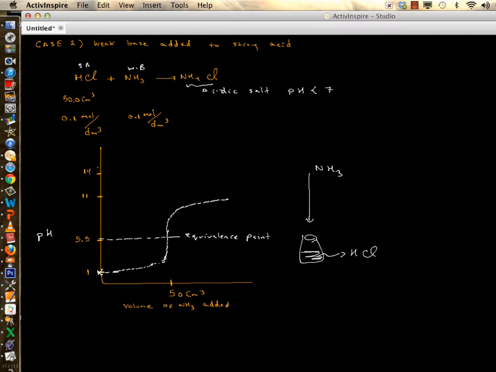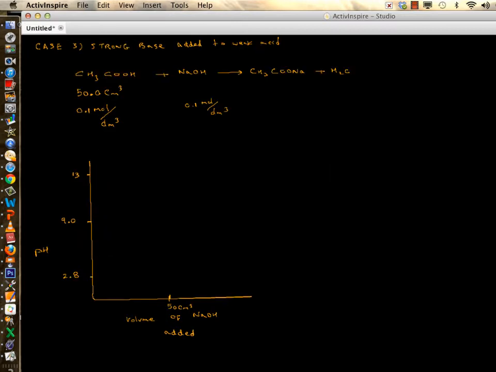Now let's look at another case before we talk about that. Case number 3 is also very important, when you have a strong base added to a weak acid. So in this case, I have ethanoic acid. So your weak acid is sitting in the flask, and here in your burette, you have your NaOH being added to it. And the reaction goes.